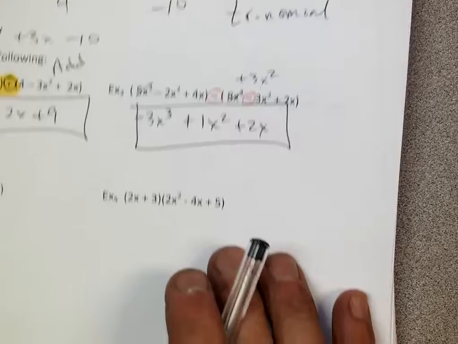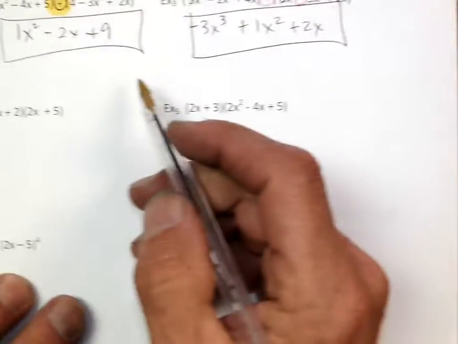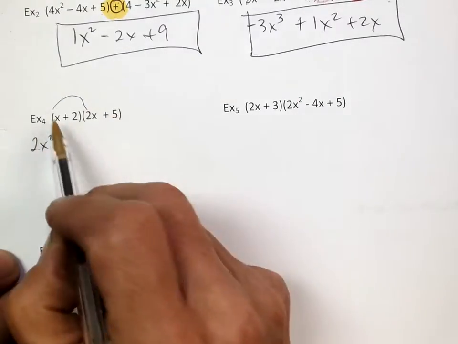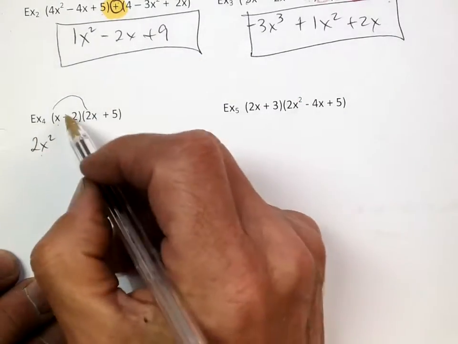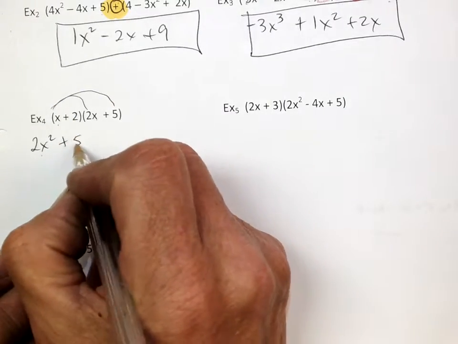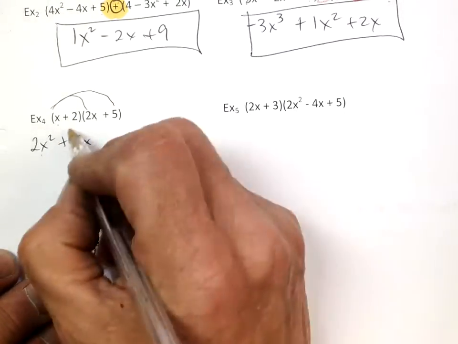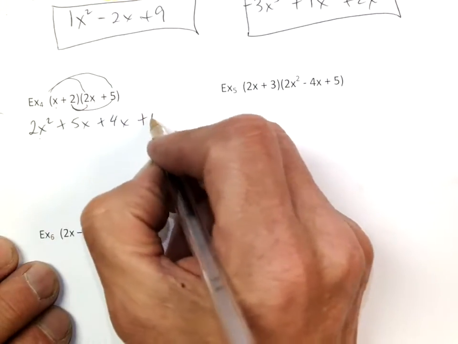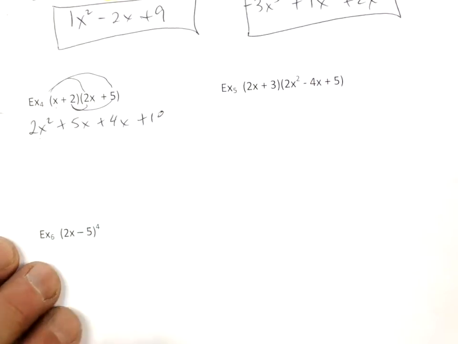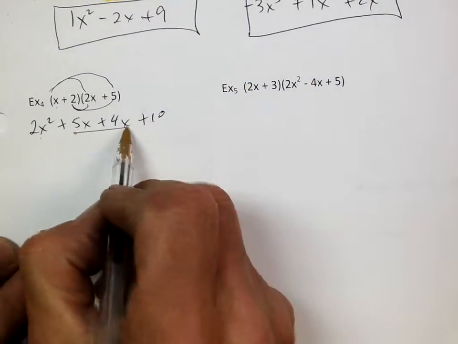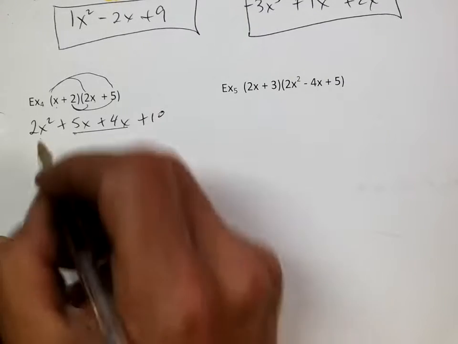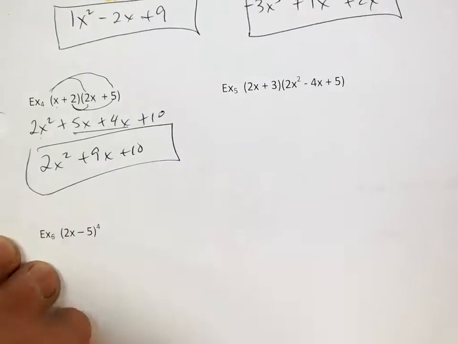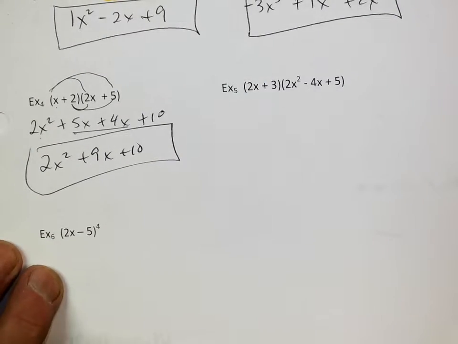Okay, number 4. It's just FOIL. X times x, 2x squared is a 2x squared. X times 2x is a 2x squared. X times 5 is a positive 5x. 2 times x, a positive 4x. 2 times 5 is a 10. How am I doing? Thumbs up? Thumbs up. You should learn this in algebra, right? You can combine your middle two terms, right? 2x squared plus 9x plus 10. That's all. That's old stuff. You guys did that in Algebra 1, right?